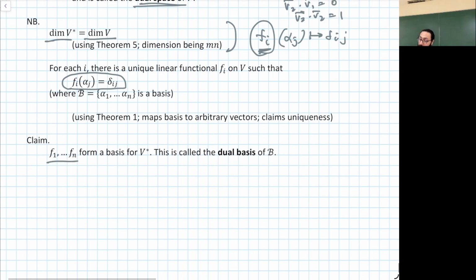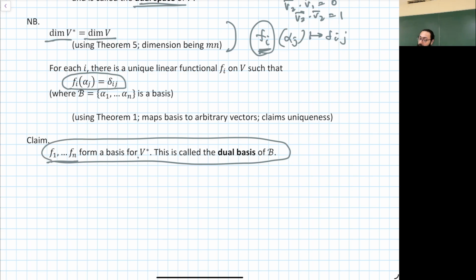And there are n many, right? Because we already said that is the dimension. So f1 to fn is a basis for V star, and this is called the dual basis. Okay, there are just some words that you should know so that later when you see them, you're not completely lost, so you know where to look.